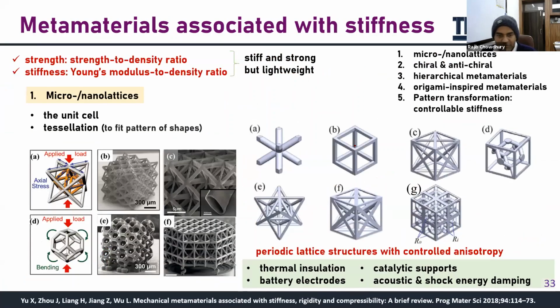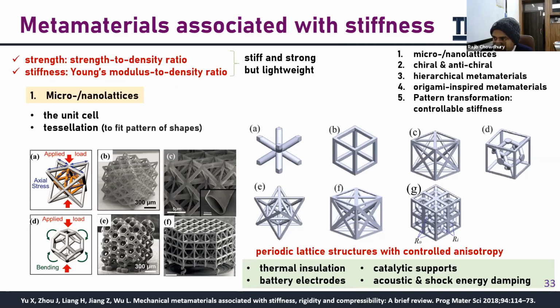There are a lot of different varieties that we could talk about. There are endless possibilities while developing this kind of metamaterial, which is associated with the stiffness or the Poisson's ratio or the compressibility. You can do it any way, but we have to start with some very basic thing, a periodic lattice structure or periodic unit cell structure, which will give us our desired characteristics. This particular subclass, the strong lightweight mechanical metamaterial, can be placed into four general categories of structure: micro or nano lattice, chiral, antichiral, hierarchical metamaterial, or origami-inspired metamaterial.